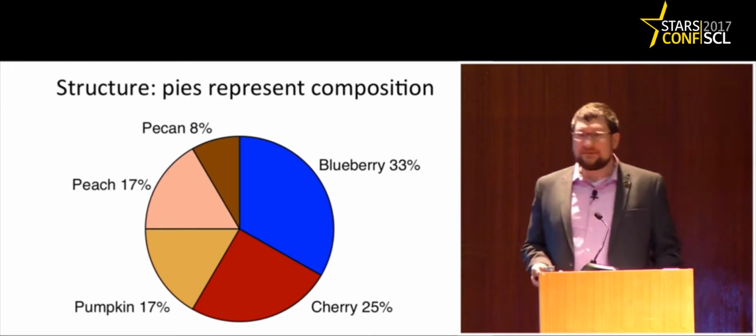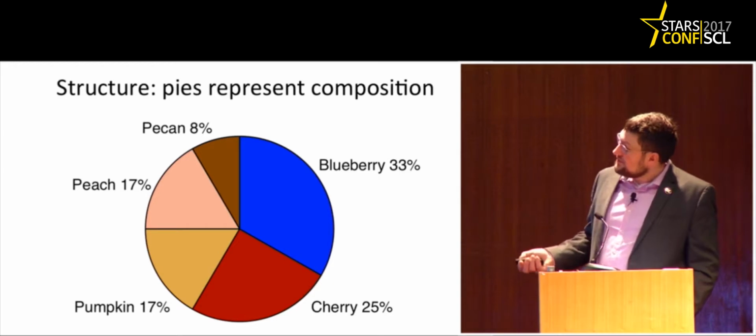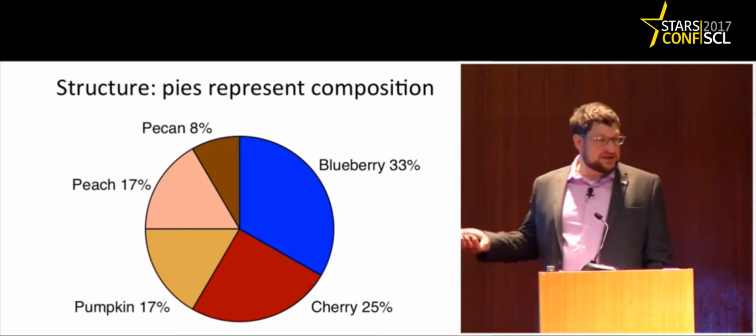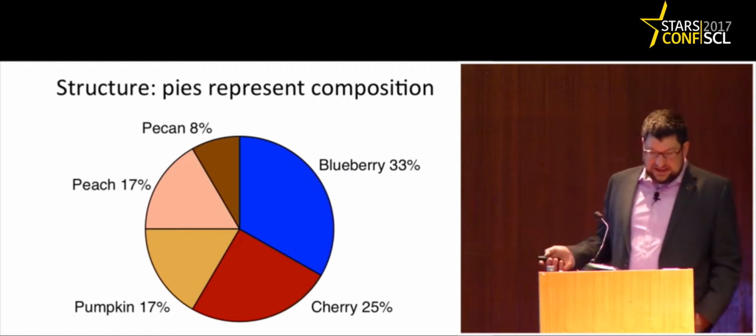It's useful for a pie if you sort them from biggest to smallest. That makes it easier to compare the largest ones first.